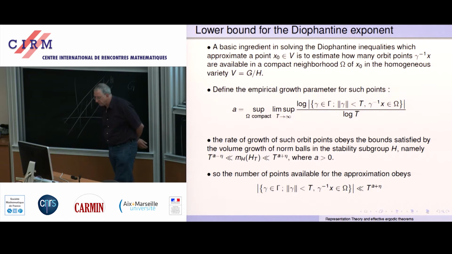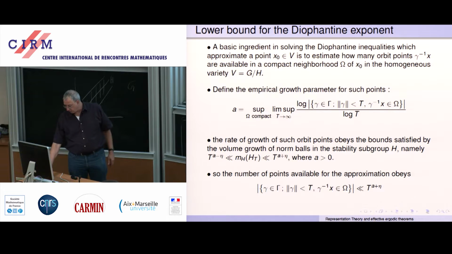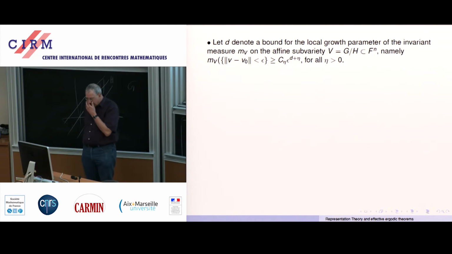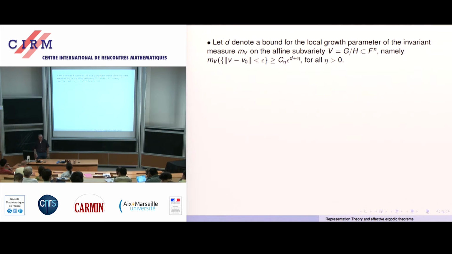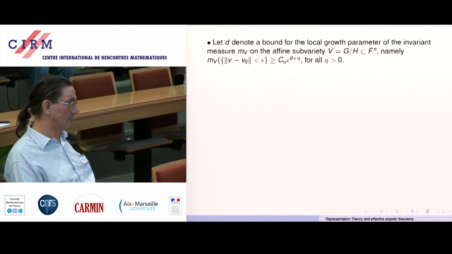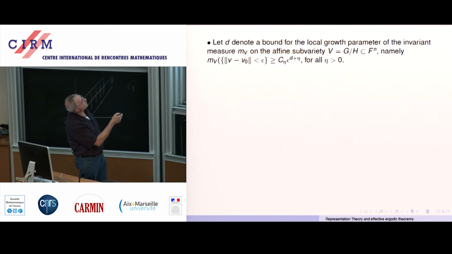Okay. So now we conclude that the number of points available for the approximation, gamma in Gamma such that norm gamma less than t and gamma inverse x in omega, is bounded by t to the a plus eta, whatever. And now let d denote a bound for the local growth parameter of the invariant measure on the affine homogeneous variety. Now, okay, this is needlessly complicated. Basically, I'm looking at small balls in the variety and I ask how the volume decays. If the variety is a real manifold, the volume decays like epsilon to the dimension. We've taken a more general approach, so we have to say a little bit more about local volumes, but in principle, the volume close to x naught of a small neighborhood is going to be bounded below by epsilon to the d. In the case of a manifold, d is the dimension of the manifold. But in all of our cases, we will be in a position where we will have such an estimate.